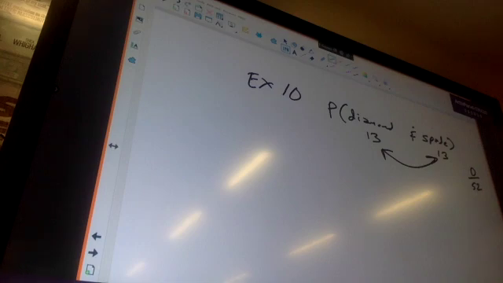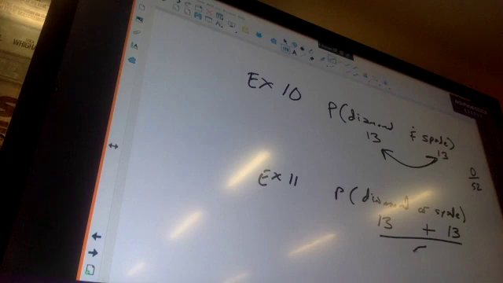Example 11 says probability of pulling a diamond or a spade. So this could take place. This is one event or another event. There are 13 diamonds and 13 spades, out of 52 cards. So that's 26 out of 52, a 1/2 probability of that taking place. So watch out for the words and or. And means both events have to take place. Or means this or that has to take place.